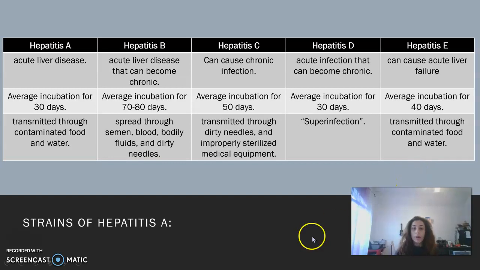Hep D is unique because it is dependent on a chronic Hep B infection, and that's why it's known as a superinfection. Its average incubation is about 30 days, and it's an acute infection that can become chronic. Hepatitis E is similar to Hep A because it's the most mild and least hostile strain. It's also transmitted through contaminated food and water. It can cause acute liver failure in pregnant women, fetal loss, or even death.